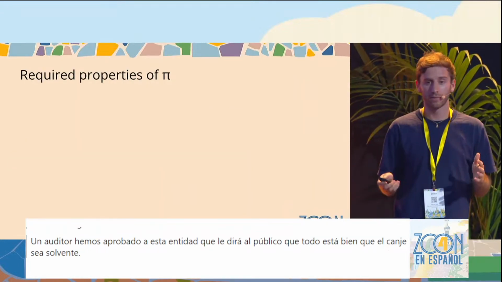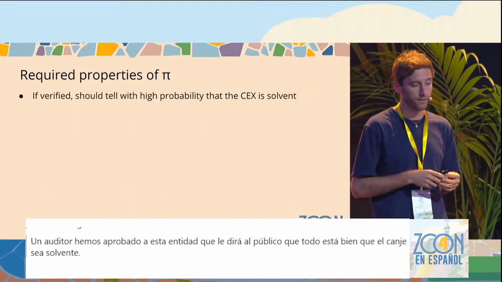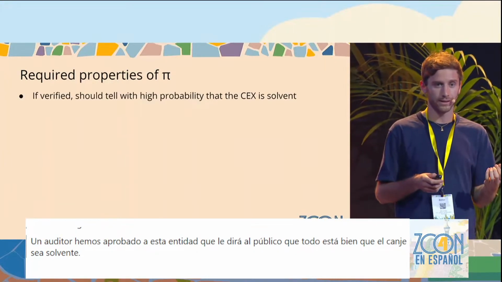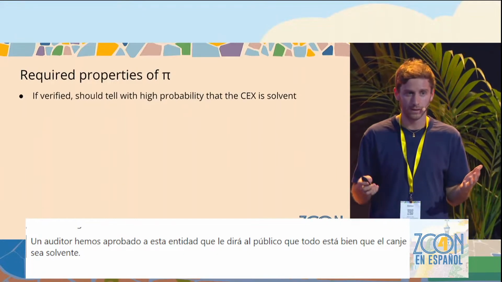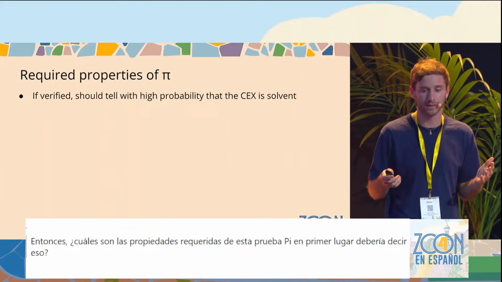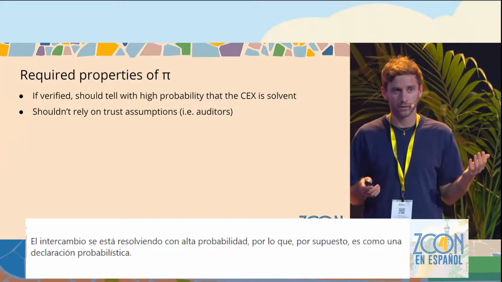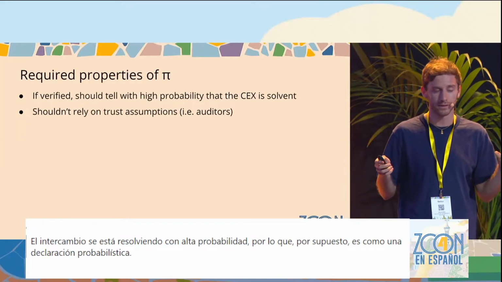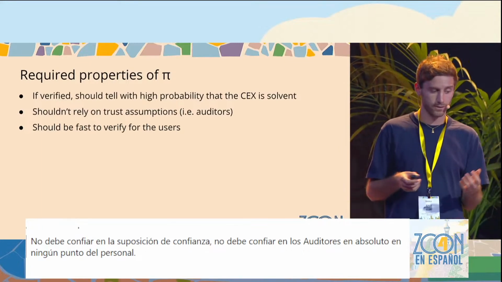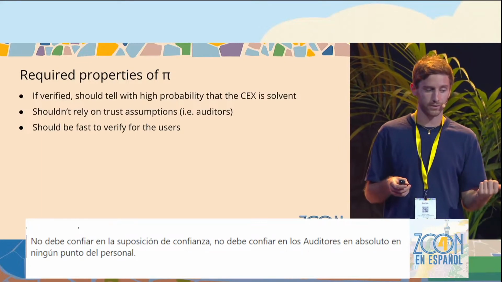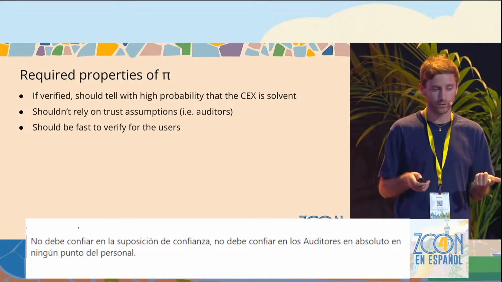So what are the required properties of this proof pi? First of all, it should tell that the exchange is solvent with high probability. So of course, it's a probabilistic statement. It shouldn't rely on trust assumptions. It shouldn't rely on auditors at any point of the step, and it should be fast to verify for the user. So in terms of time and in terms of size, the proof should be small.